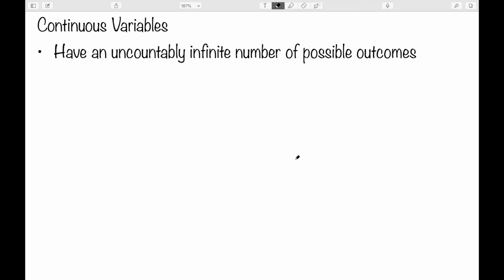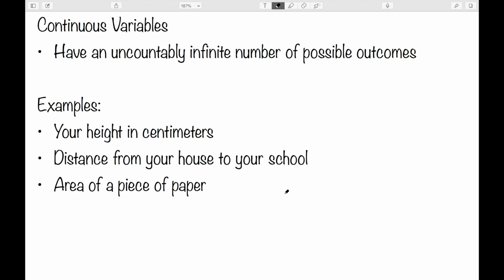On the other hand, continuous variables have an uncountably infinite number of possible outcomes. Instead, we have some interval and it can take on any value in that interval. And generally, these are things that we measure. Examples of continuous variables include your height in centimeters, the distance from your house to your school, or the area of a piece of paper. These are all things that we would actively measure.